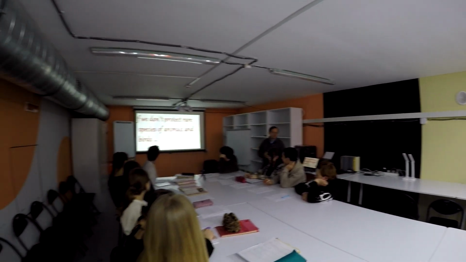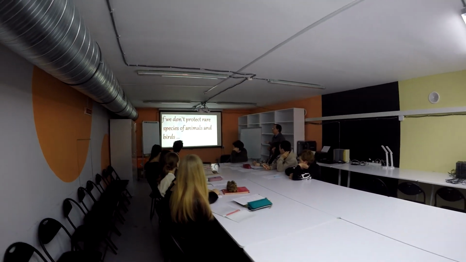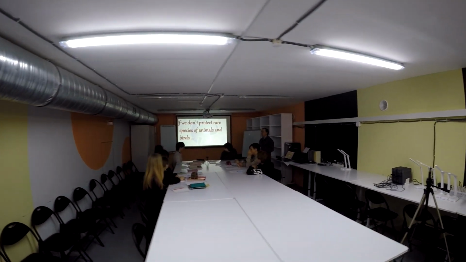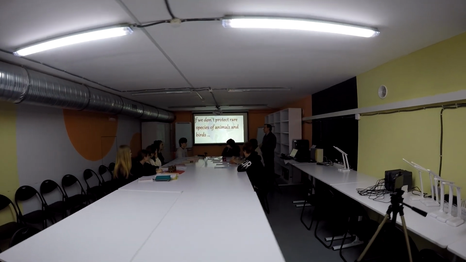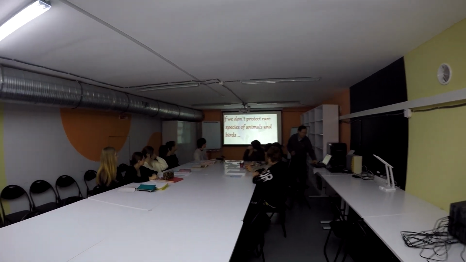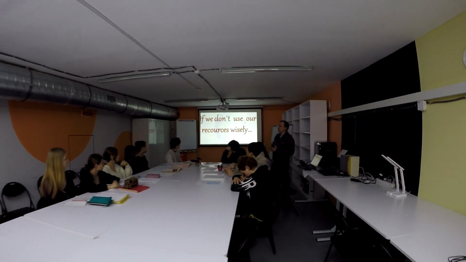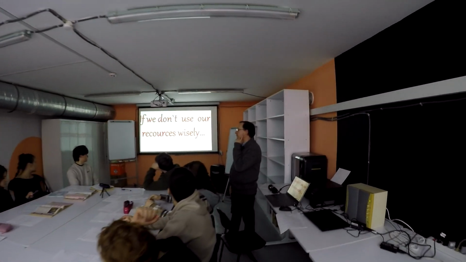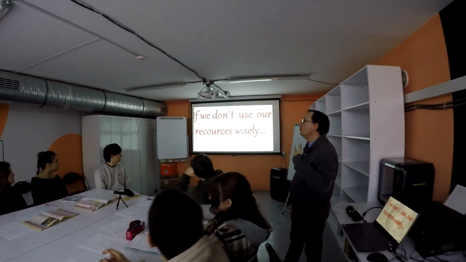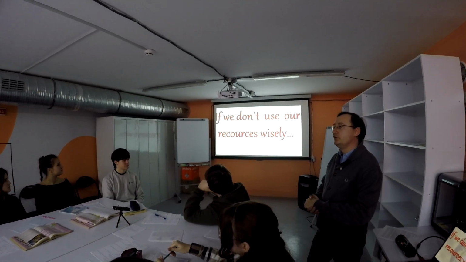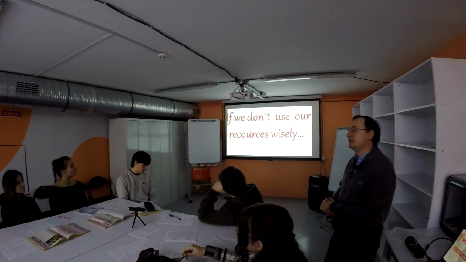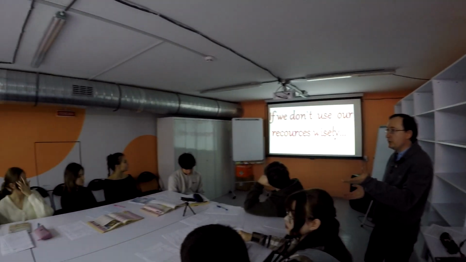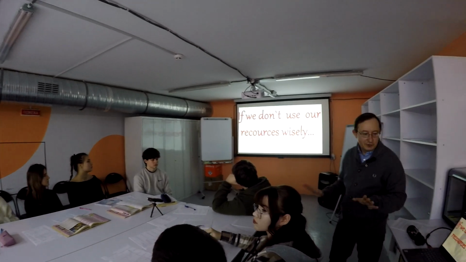Wonderful. Next, Alyosha. If you don't protect special species of animals and birds, what will happen? They will become extinct, of course. Next one, Nastya Kovshova. If we don't use our resources wisely, тобто мудро, розумно. What will happen if we don't use our resources wisely? The natural resources will disappear. Of course, we will have nothing.